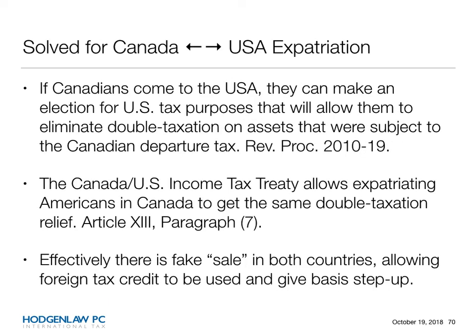This problem has been solved between the United States and Canada, and I give you a reference to the RevProc and the treaty for how this works. And effectively it says if you have a departure tax in Canada or an exit tax in the United States, you can make an election in the other country, and we'll treat it as a deemed sale in the other country, and that allows you to use the foreign tax credit and gives you a step up in basis in the asset. But for all other countries, this problem has not yet been solved. So I suggest you, if you have a covered expatriate, look carefully at that.